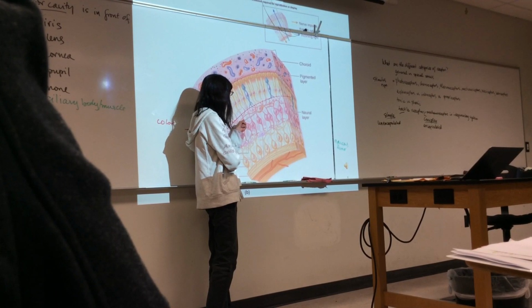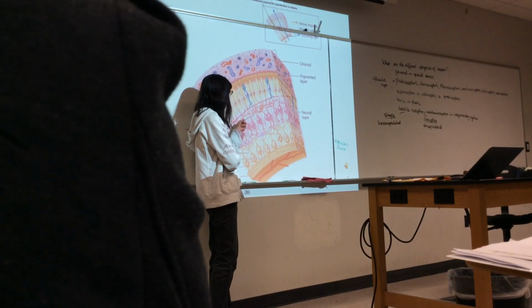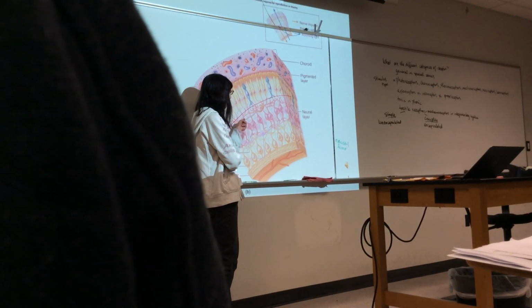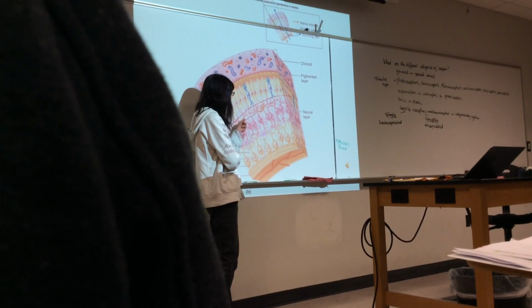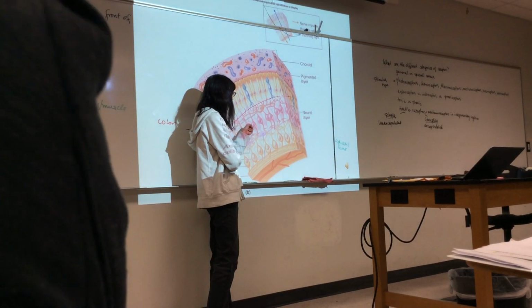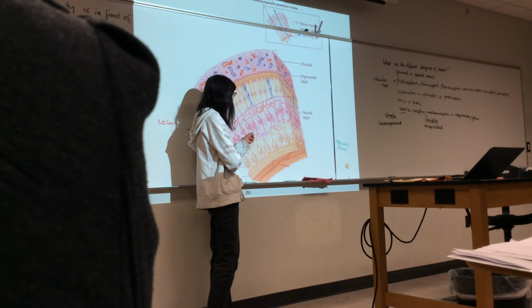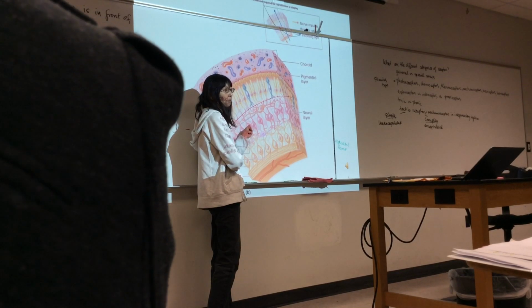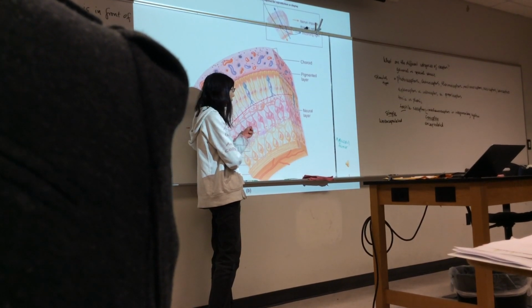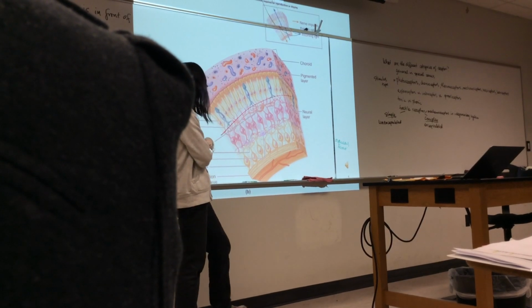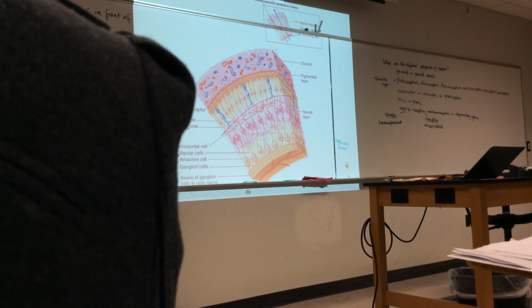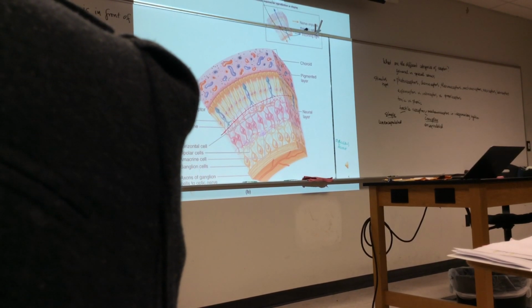So what end is this? Is this a dendrite or axon end? Dendrite end. This is the what? The cell body, and this would be the axon. Yeah, so we have bipolar cells, bipolar neurons to be exact, in the retina. See? Bipolar cells, bipolar neurons.